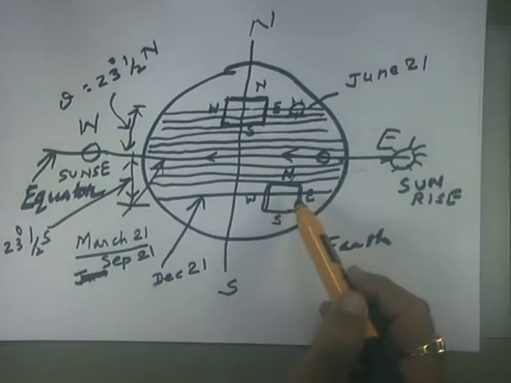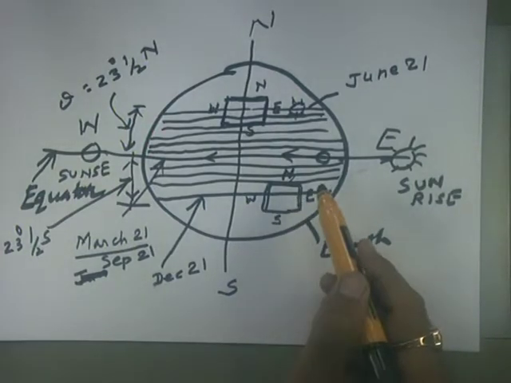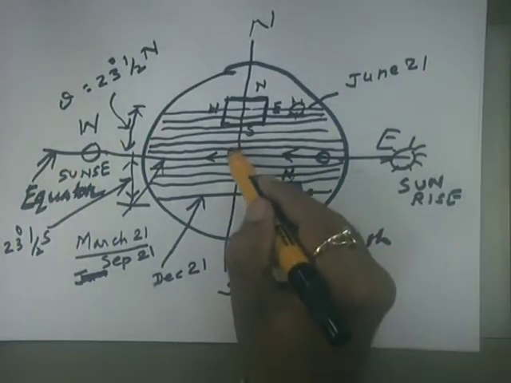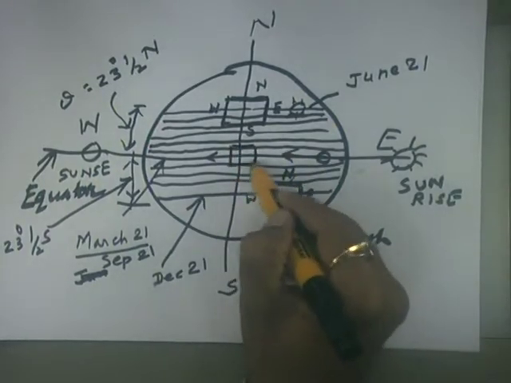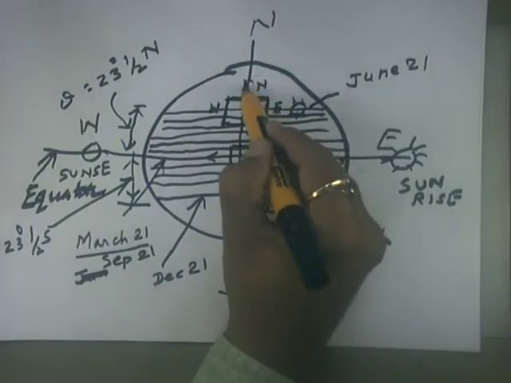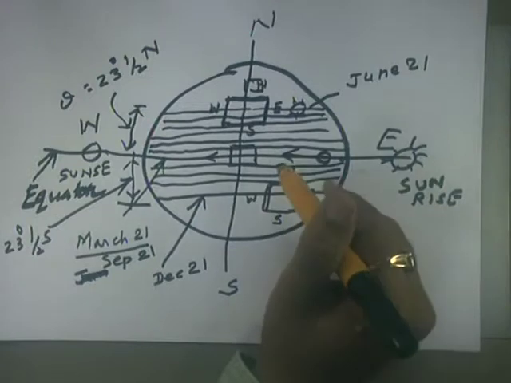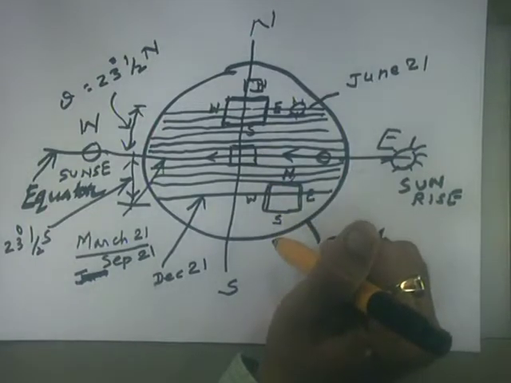So the point is that we have to first see where we are going to construct the building, whether it is at Ahmedabad, Australia, or if it is in Kerala, the Kerala location may be here. If it is at Kashmir, it may be here. So the different locations will have different directions of the sun rays coming into the building.